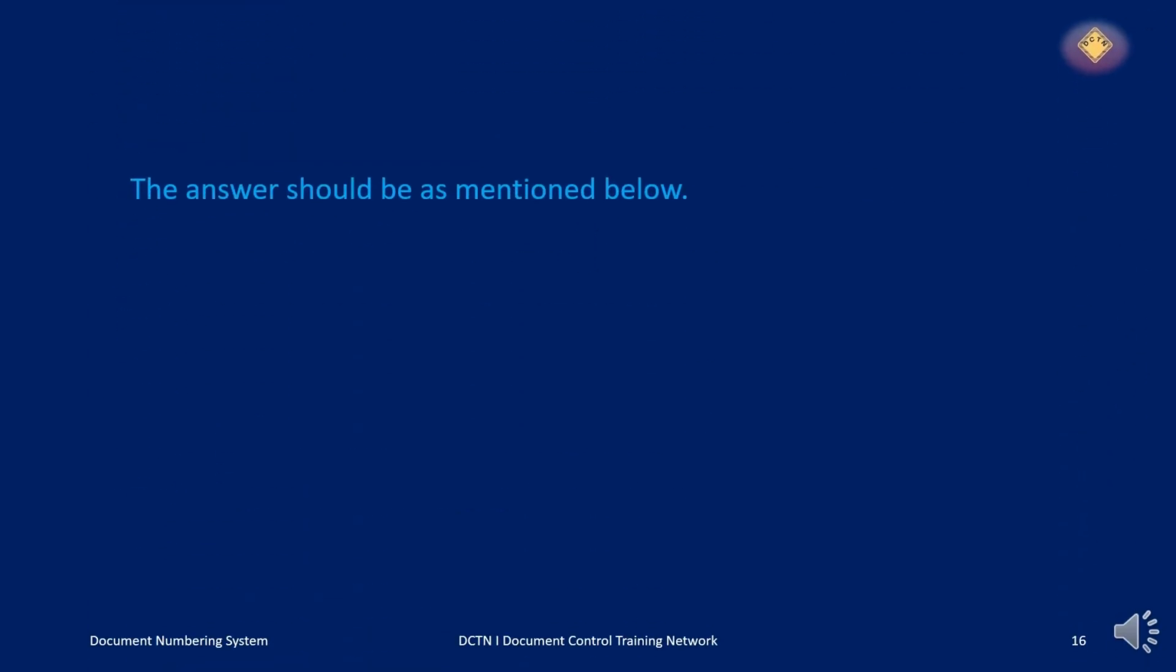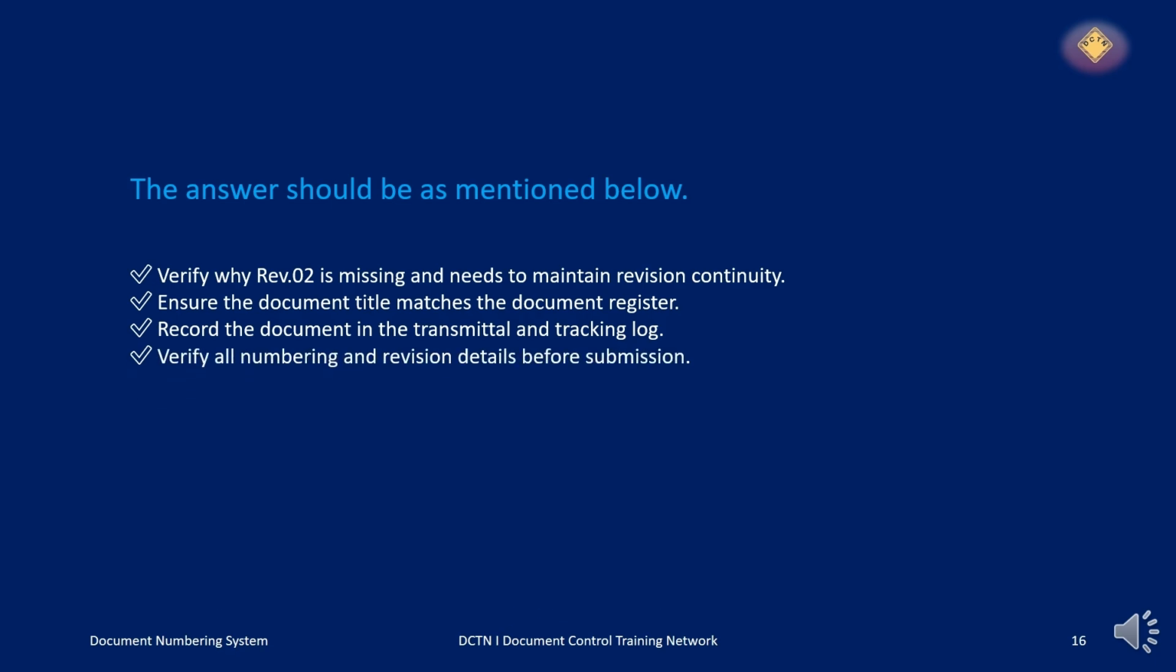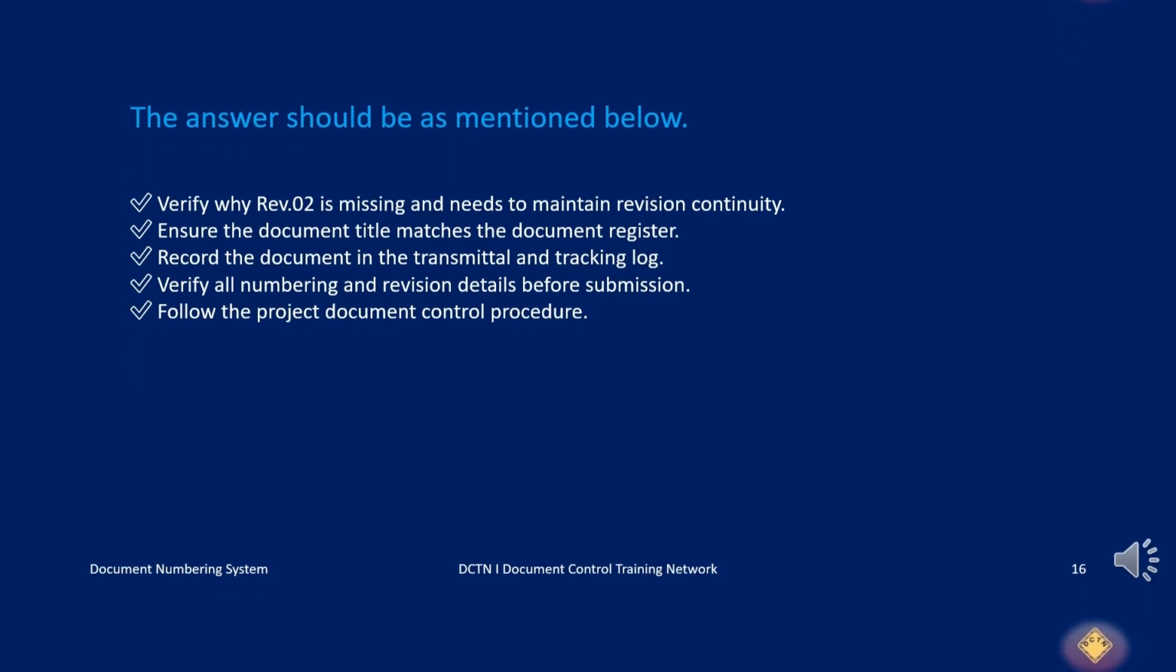The answer should be as mentioned below. First, verify why revision 02 is missing and maintain revision continuity. Second, ensure the document title matches the document register. Third, record the document in the transmittal and tracking log. Fourth, verify all numbering and revision details before submission to the client or consultant. Fifth, follow the project document control procedure. These are the answers to the question I asked before in the previous slide.